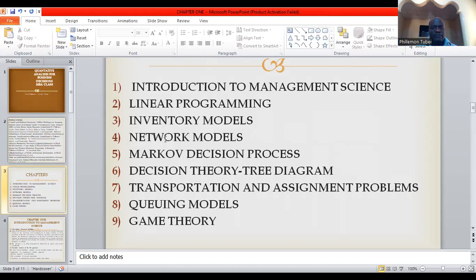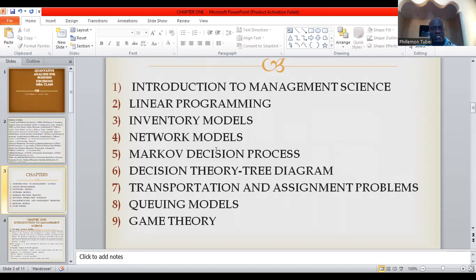Then topic 4, we shall move to network models, where we shall be looking at the critical path method, as well as PERT, that's Program Evaluation and Review Technique, when it comes to activity scheduling or project scheduling. That is where we shall look at what you have to do as a production manager. How do you schedule your production activities? If you are a sales and marketing staff or personnel, how do you do the same as far as the market is concerned?